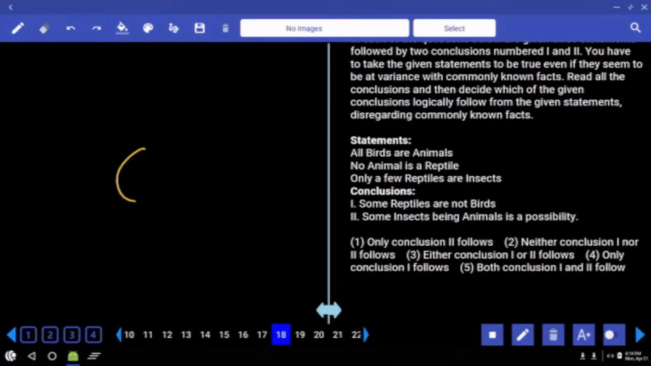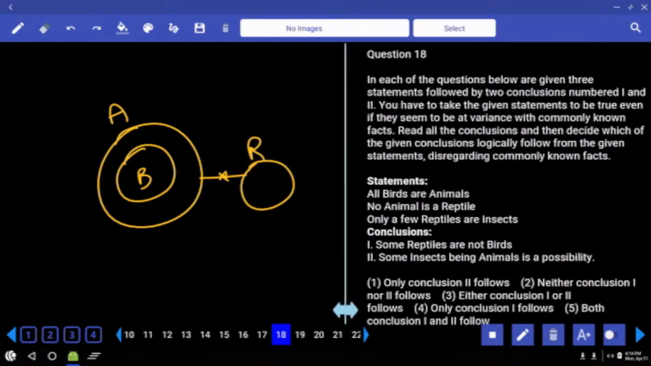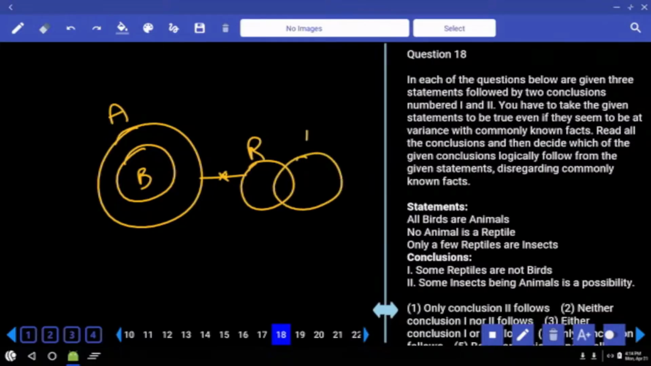Then the 18th one: all these birds are animals. These are the birds that are animals. And no animal is a reptile. No intersection between animal and reptile. No animal is a reptile. Only a few reptiles are insects. Some of the reptiles are insects but not all. This entire reptile is not a part of insect. And some reptiles are not birds.